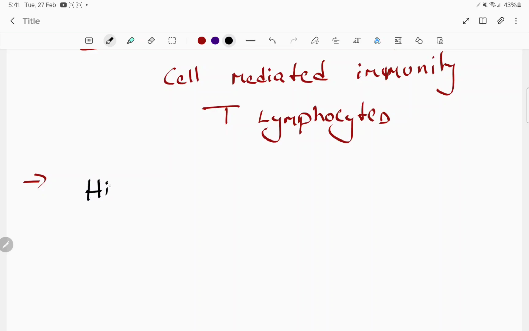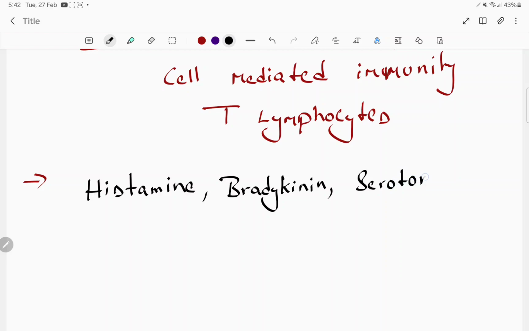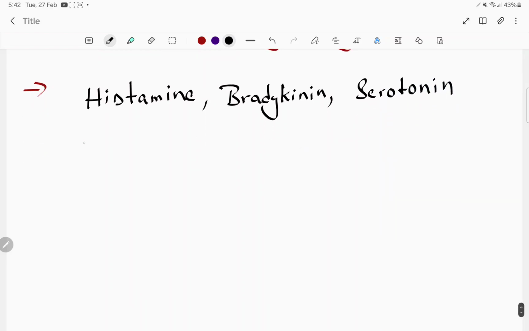Histamine, bradykinin, and serotonin is produced by basophils.